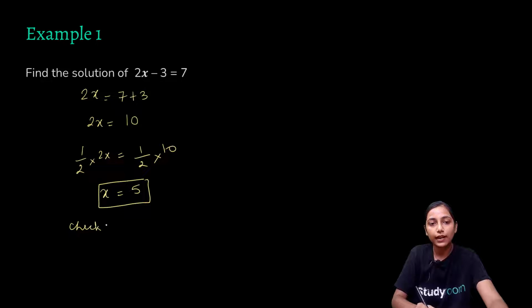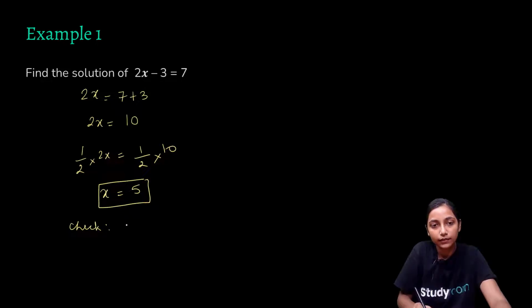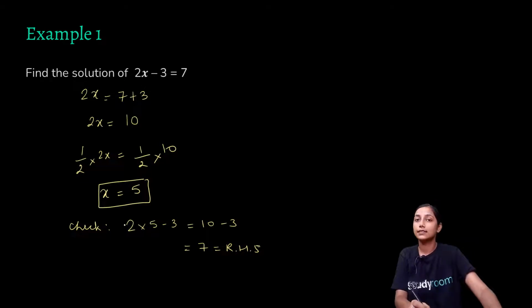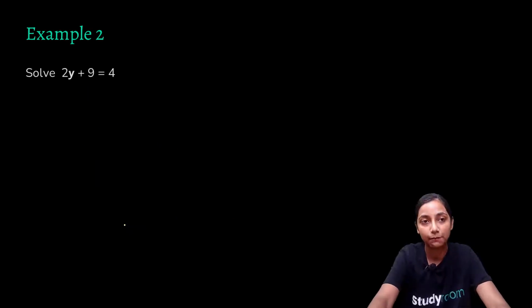We can check also. How can we check it? By just putting 5 in place of x. It will be 10 minus 3, and we are getting 7, which is equal to the right hand side. So we have checked that yes, x equals 5 is the solution of this given example.